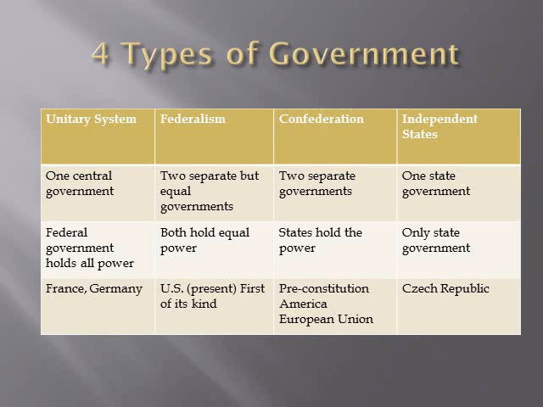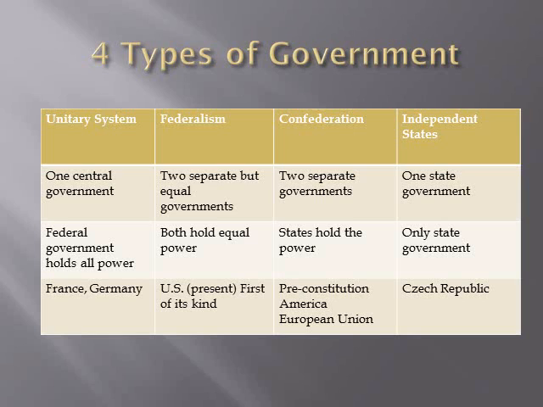There are four different types of government: unitary, federalism, confederation, and independent states. In a unitary system, there is one central government, and the federal government holds all power. An example would be in Germany or in France.